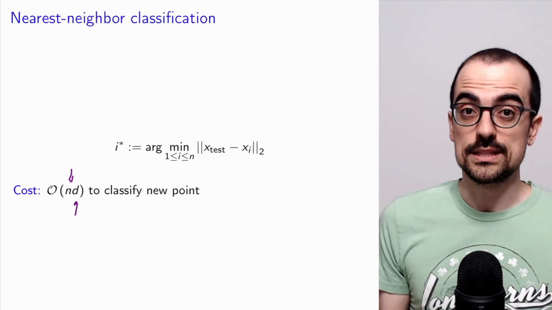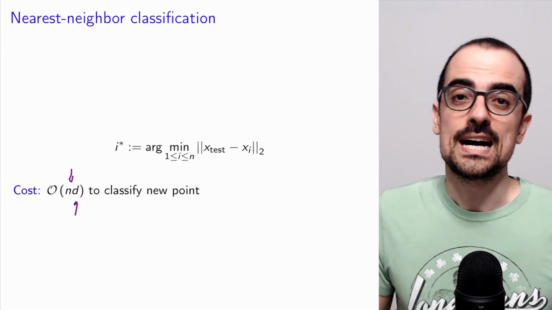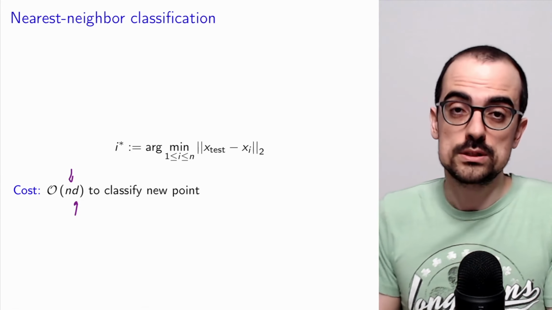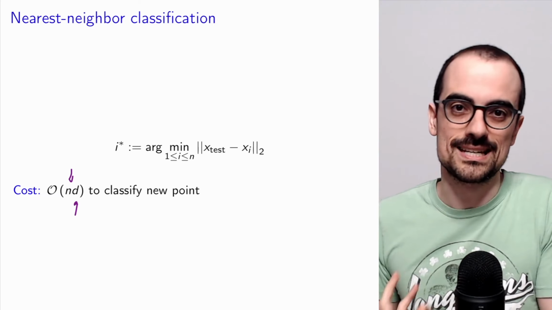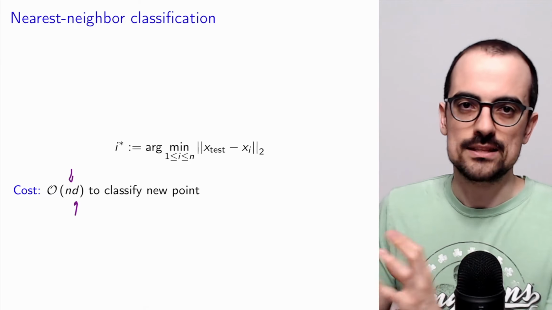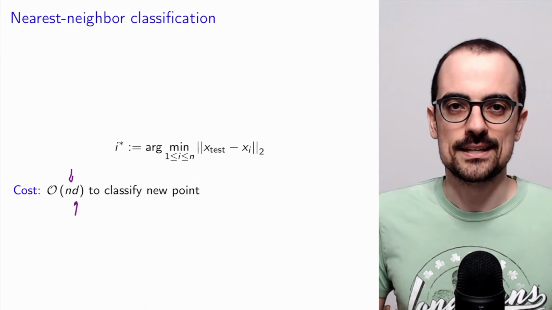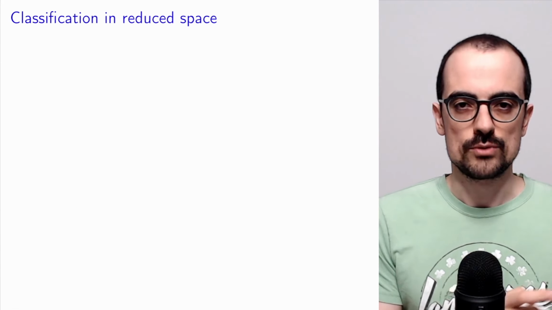We want to reduce this complexity, and we're going to do that by applying principal component analysis, and this illustrates an important application of dimensionality reduction techniques where we use them as a pre-processing step. First, we reduce dimensionality, and then we apply some other kind of analysis or processing on the data. Okay, so we're going to apply classification in reduced space.